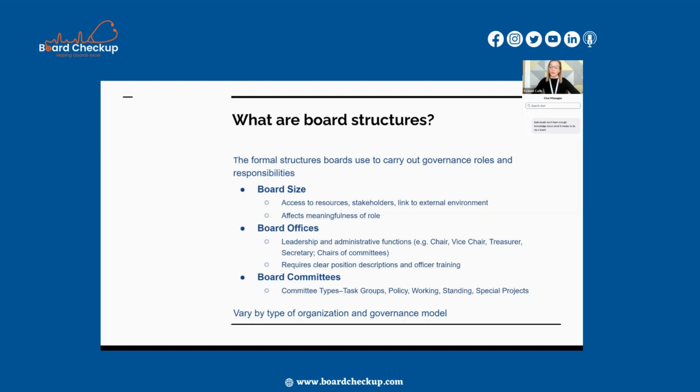Committees can also vary depending on the board and organization, what type it is. They can be task groups, policy, working, standing, or special projects. So we're going to cover more of this. I'm just sort of defining them here. And again, they vary by type of organization and the model of governance. And if you're curious about that, in the very first Research to Practice webinar, we went through the different models of governance, and you may want to revisit that. I'm not going to go into it today.